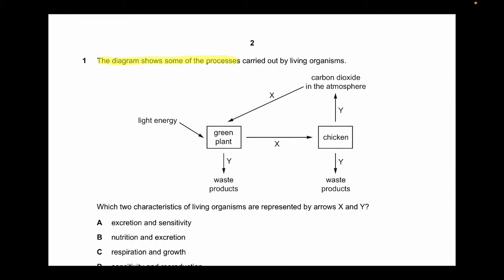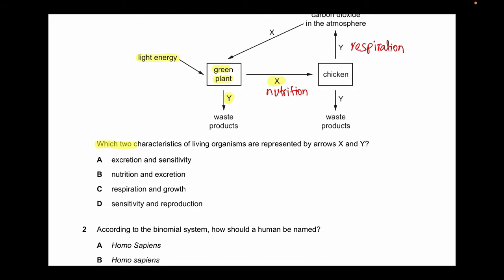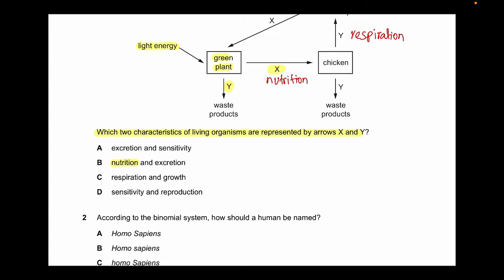The diagram shows some of the processes carried out by living organisms. The green plant is converting light energy and then producing waste products. Then it is consumed by a chicken, so definitely that is feeding or nutrition. And the chicken is also releasing carbon dioxide into the atmosphere, which is waste, so that is respiration. Which two characteristics of living organisms are represented by arrows X and Y? So X represents nutrition and Y represents excretion.